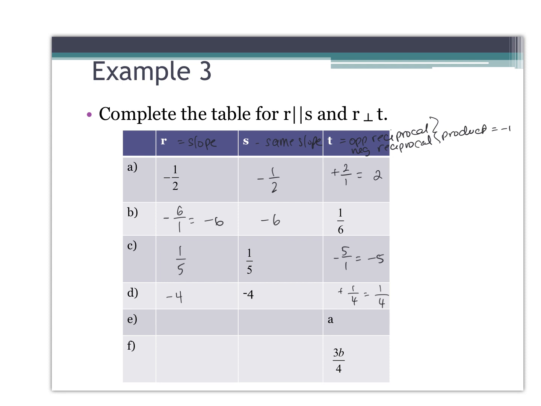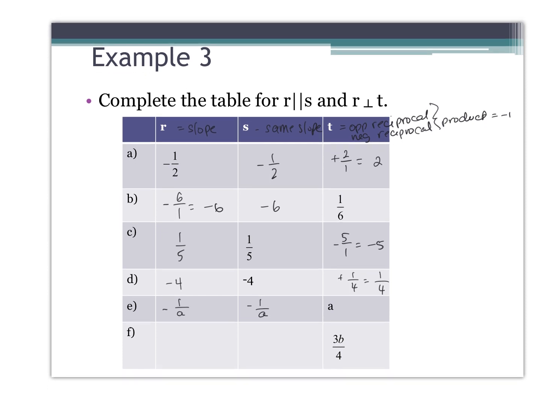Either way is fine. Now, here's a letter, which kind of throws me off, but basically I know that if t is a, the slope of r is going to be the opposite reciprocal of a, so -1 over a. And s is going to have the same slope, so it is also going to be -1 over a. Lastly, in F, I see that line t has a slope of 3b over 4, which means, again, if r is perpendicular to it, its slope is going to be the opposite reciprocal of it. So it's going to look like that. And my parallel line s is going to have the exact same slope.